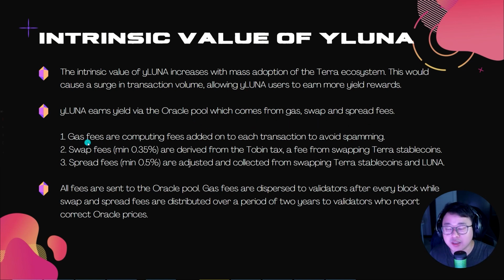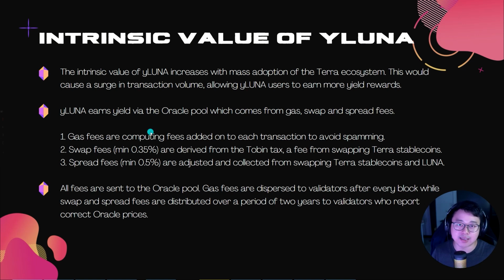So just to explain further, the gas fees is basically the computational fees added on each transaction to avoid spamming. If you're using ETH or other layer 1s, then you should be familiar with the term gas fee. And there is also additional swap fees and spread fees. So swap fee is basically the swapping fee from Terra denominated stable coins like UST, KRT, and when you use that to swap into LUNA, there is a swap fee, and there's also a spread fee for swapping Terra stablecoins and LUNA. So all of these fees get added into the Oracle pool, which is then distributed to LUNA stakers.